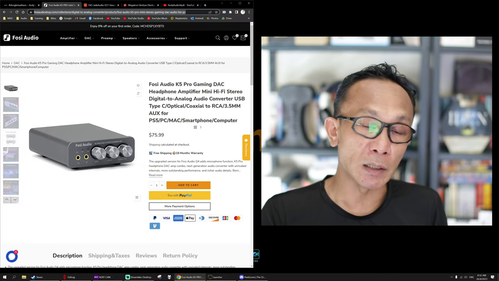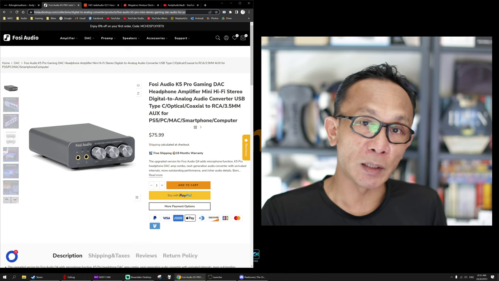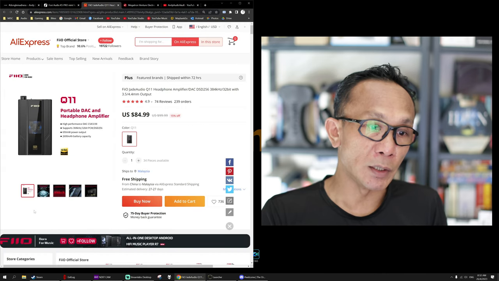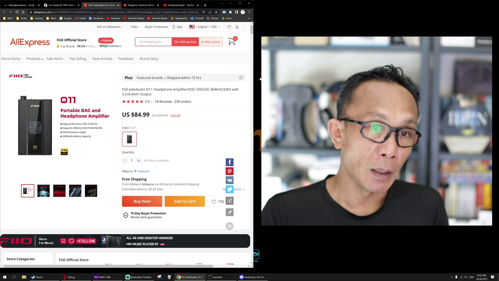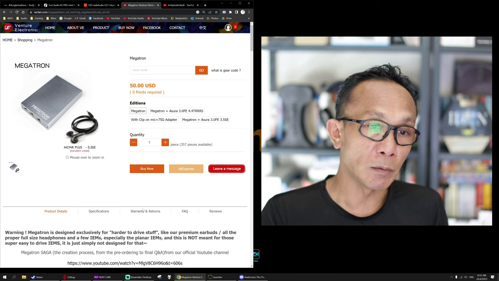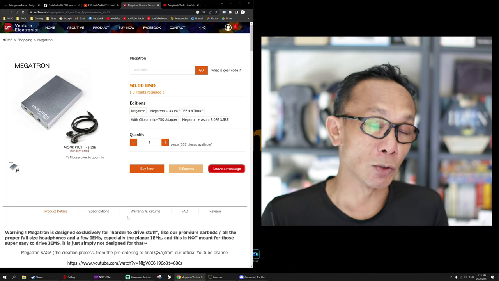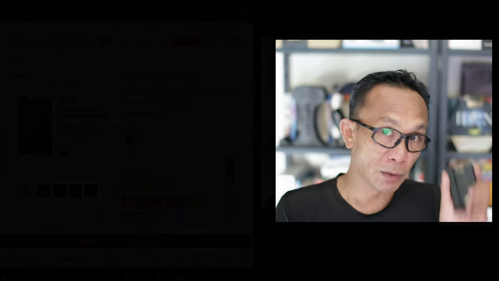As you can see here, I have shown you earlier, this K5 Pro is in fact $76. And here we have this Q11 priced at $85, slightly more expensive. And this Megatron being the cheapest among them all at around $50. So let's just compare it first against this Q11 here.